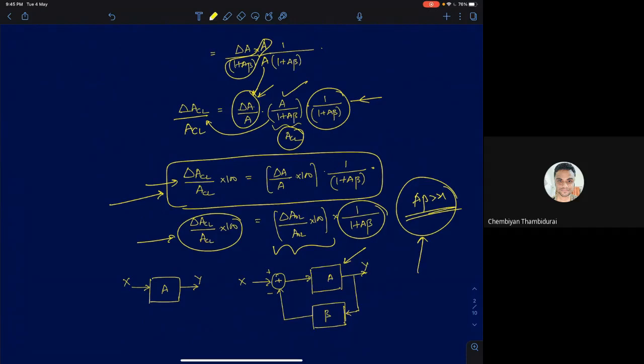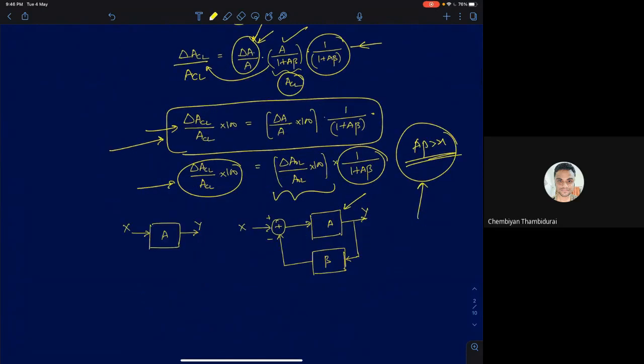Now this is one of the important advantages of negative feedback, gain desensitization, and I said this is the reason why negative feedback is so popular even after 100 years since its invention.